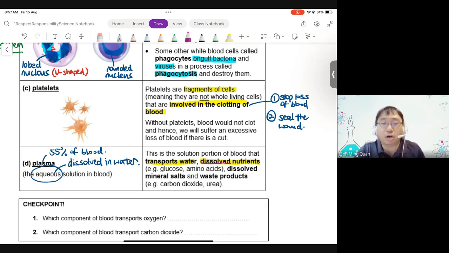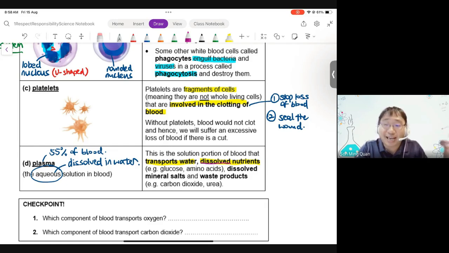So what can dissolve in water? Glucose, amino acids, these are soluble. They can dissolve in water. All right. You notice I've not mentioned fats because fats are insoluble in water actually. So fats are actually transported by a different system which we do not learn. Okay, fats are transported by the lymphatic system. Okay, you can read it up if you are interested.